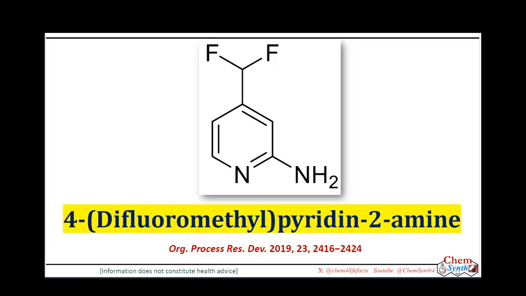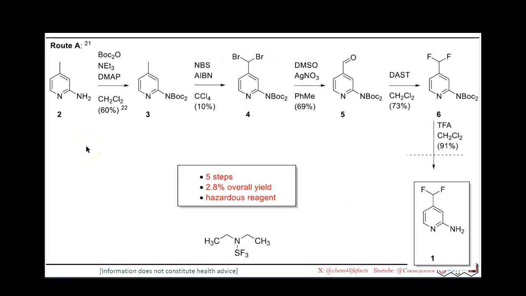Today I will be discussing the synthetic process for kilogram scale generation of 4-difluoromethylpyridin-2-amine. Here is the chemical structure for this small molecule. This process route was reported in an OPRD journal in 2019. Before going to the process route, I will be discussing a few literature reports using several strategies.